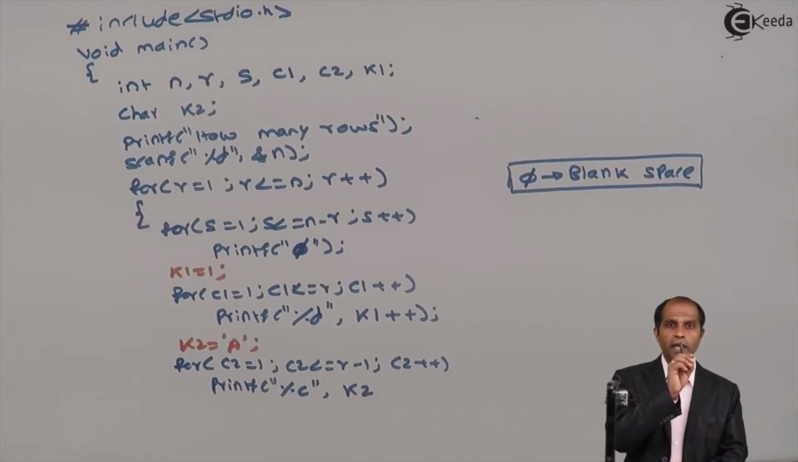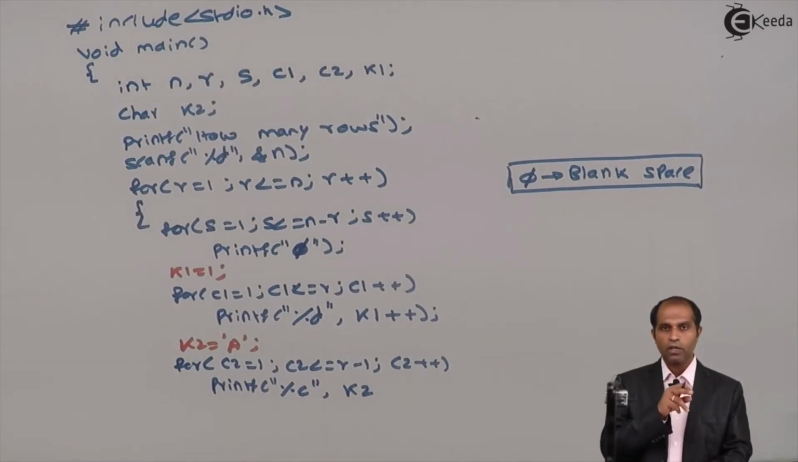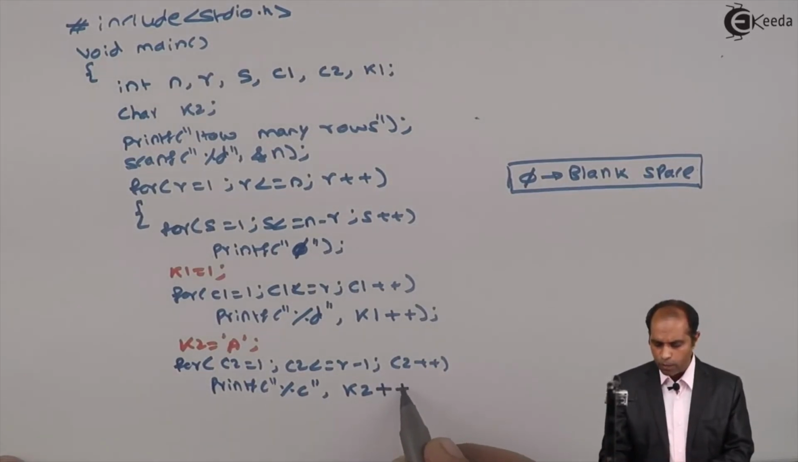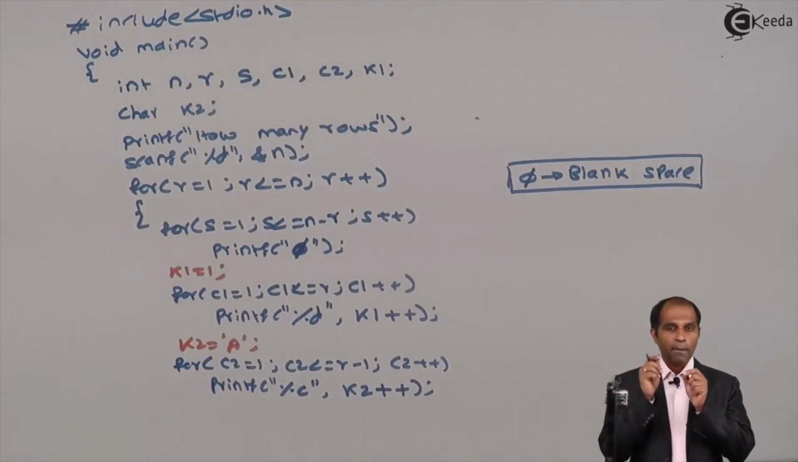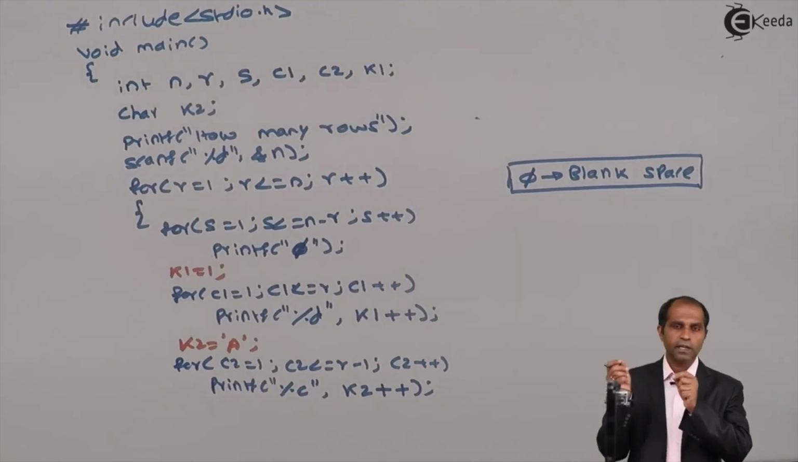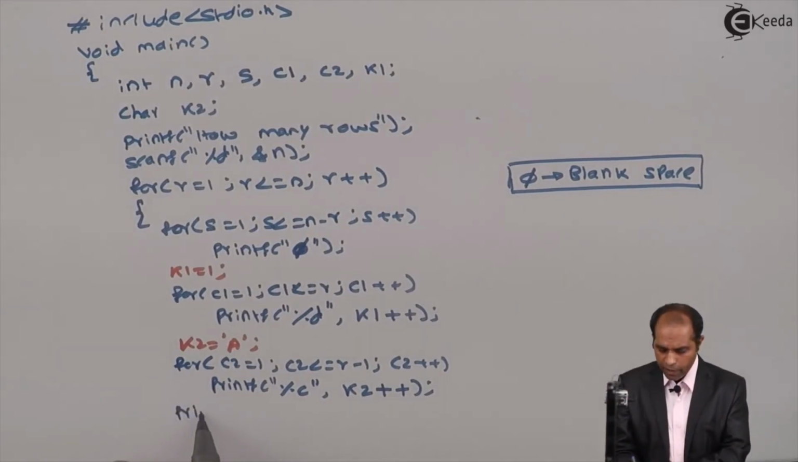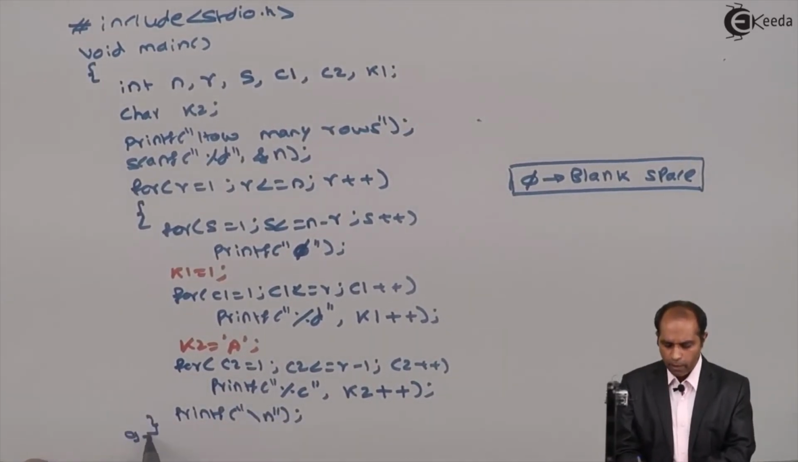Am I supposed to print A always on the row? No. After A, I'm supposed to print B for the second row. For the third and fourth rows, I'm supposed to print the consecutive characters. So it means that K2 should also be incremented, hence again I'll say K2 plus plus over here. Once the entire row has been printed, am I supposed to leave the cursor on the same line or should I get the cursor on the next line? I have to get the cursor on the next line, hence I'll use printf \n and then wind up this particular program by using getch.